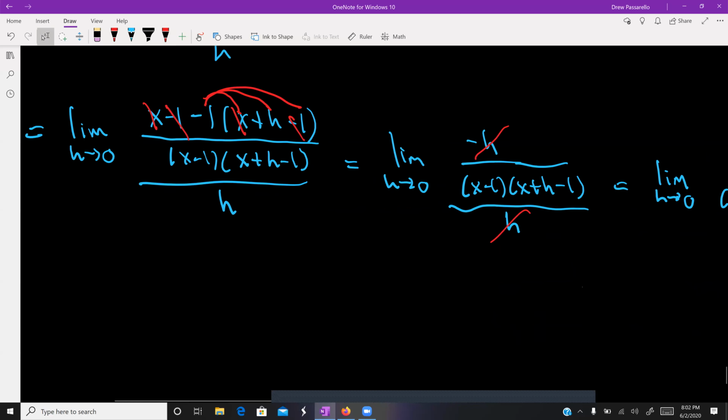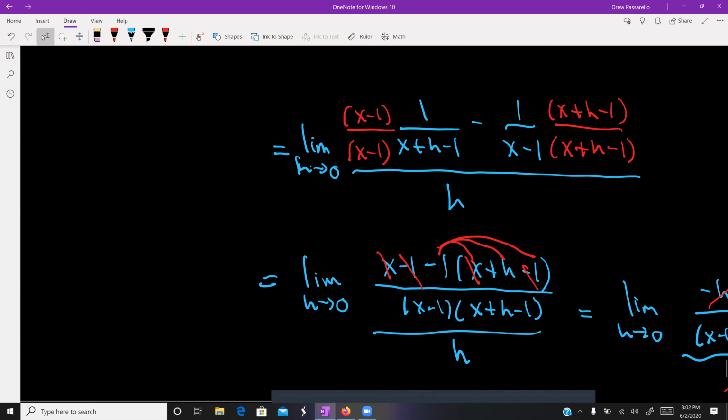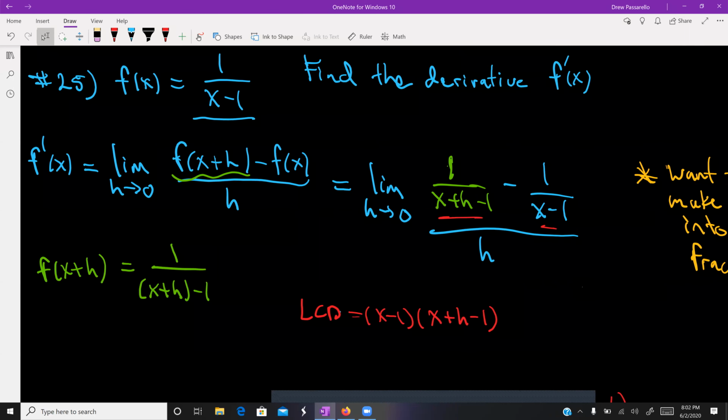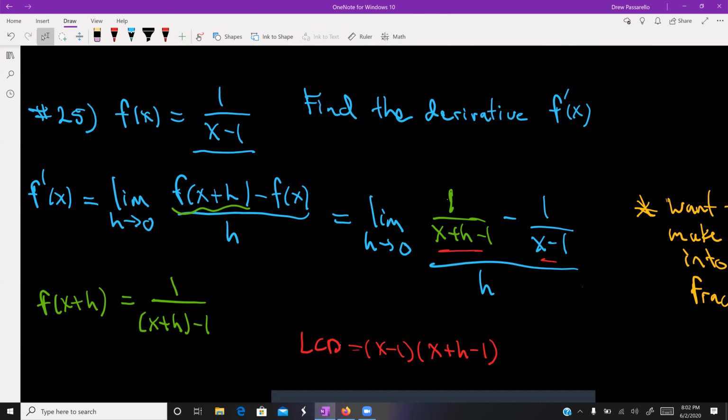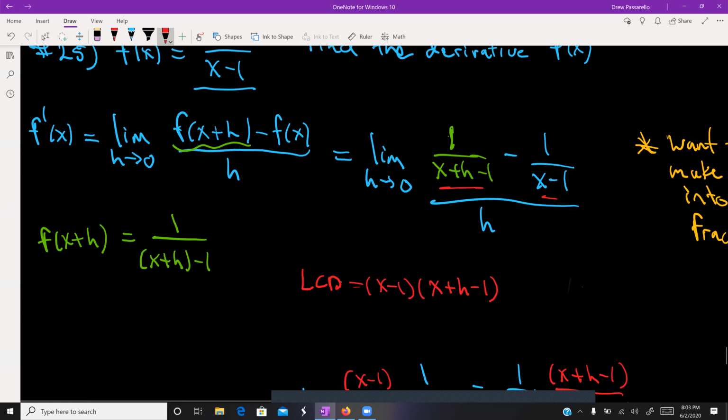All right, so that problem was a little bit more complicated, but the idea is still the same. In this case, f of x plus h turned into 1 over x plus h minus 1, that's what's in green, and then I have minus f of x. Well, f of x is 1 over x minus 1, and we still have the divided by h. Now the thing is, I want to combine these two fractions into one fraction. So the common denominator I need is x minus 1 times x plus h minus 1, basically multiplying one denominator by the other one. The first fraction, 1 over x plus h minus 1, is missing the x minus 1.